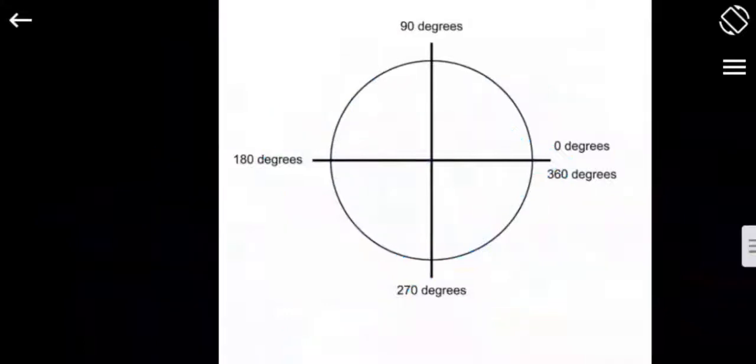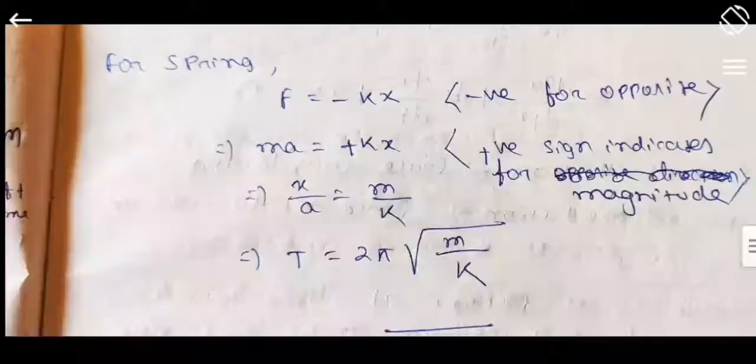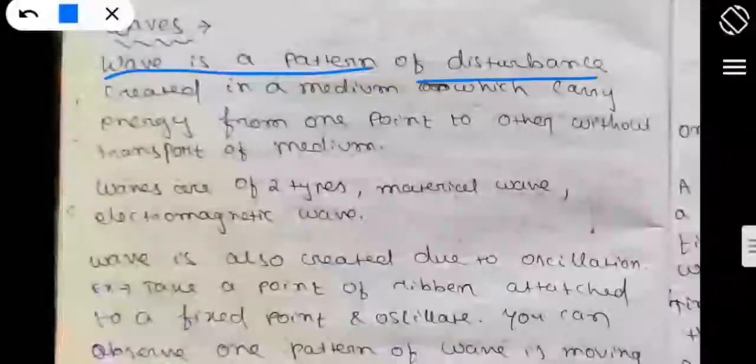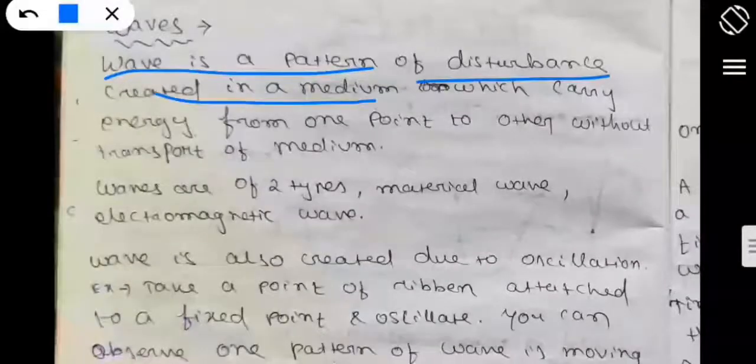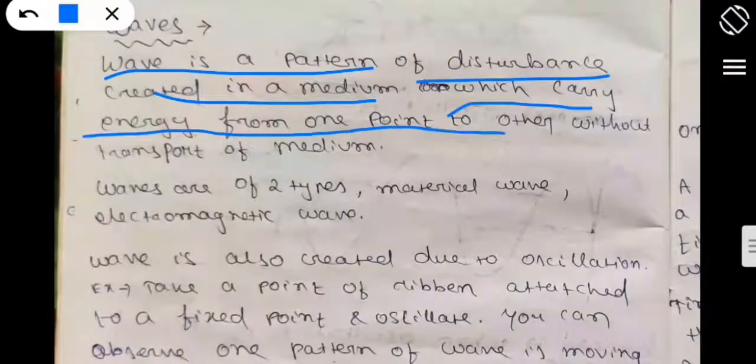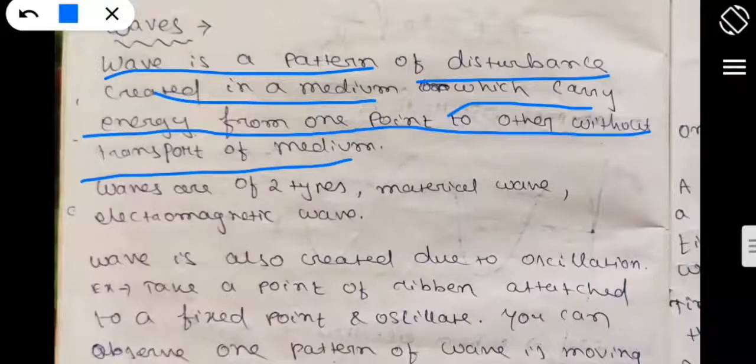Now let's move on to the next chapter, known as waves. So what is a wave? A wave is a pattern of disturbance created in a medium which carries energy from one point to the other without transport of the medium.